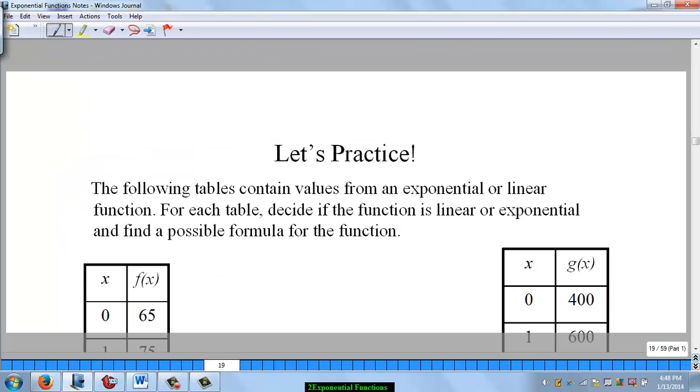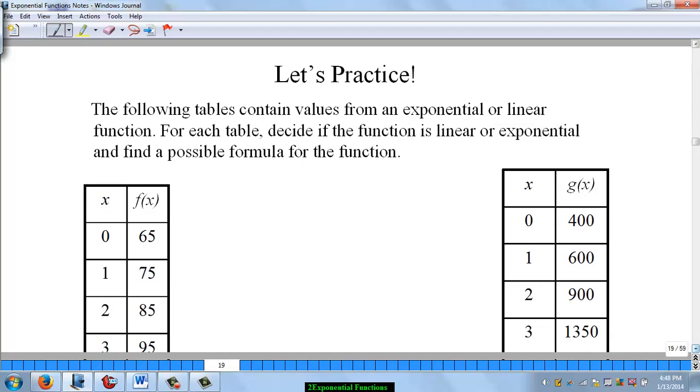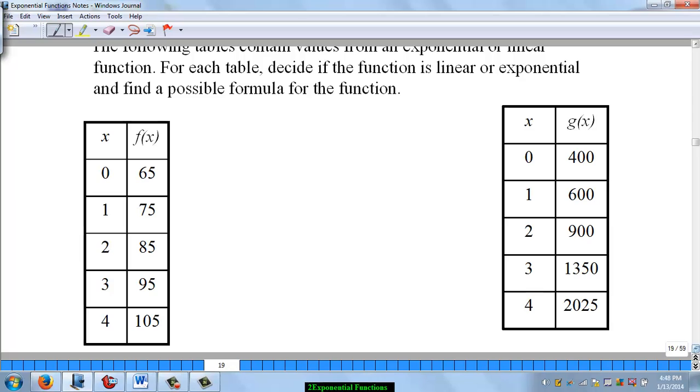So let's look at some tables this way. The following tables contain values from an exponential or linear. And I want to find in each table which one's exponential and which one's linear. So let's see if we can find a possible formula. So this one right here, I see my delta x. We'll do our carets. It's going up 1 each time. And if I do my carets here, it looks like it's increasing 10, and so forth. So this one looks linear.